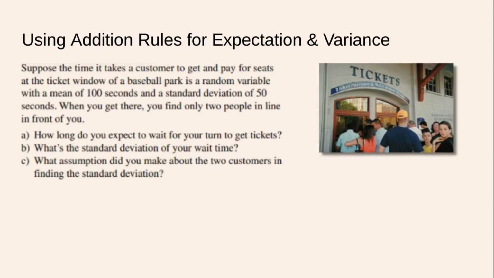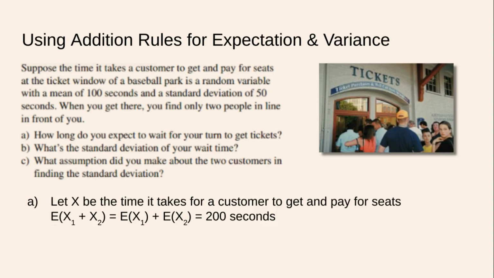So what are we going to do for this problem? Well, this word expect should give us a hint. We are going to be trying to find the expectation for how long it takes for two people to finish the ticket ordering process. So we're going to let x be the time it takes for a customer to get and pay for seats. The expectation of x1 plus x2, these are our two independent customers, is going to be equal to E of x sub 1 plus E of x sub 2. And that's equal to 200 seconds, all right? We expect 100 seconds per person, add them together, 200 seconds, easy peasy.